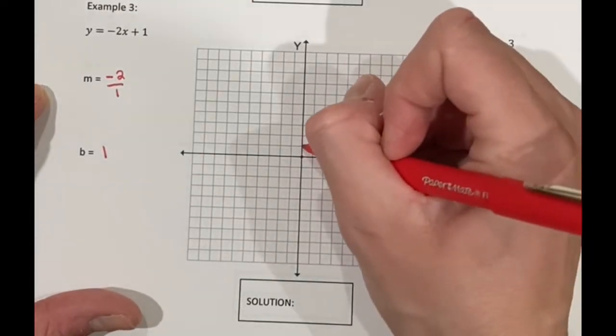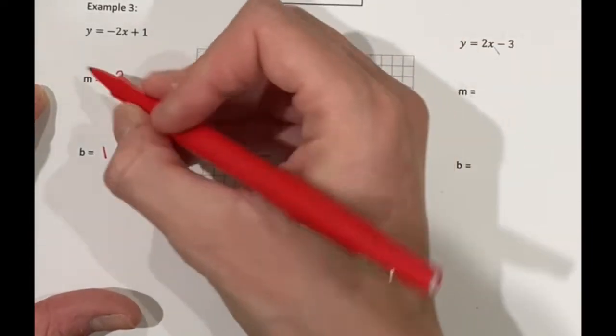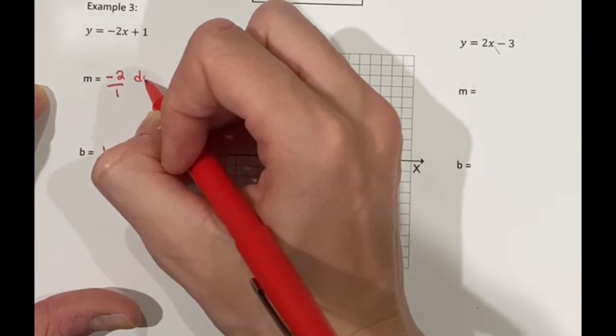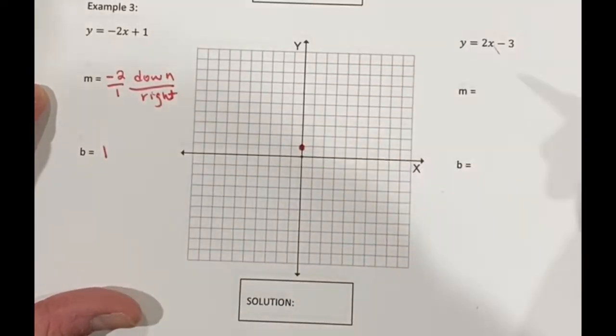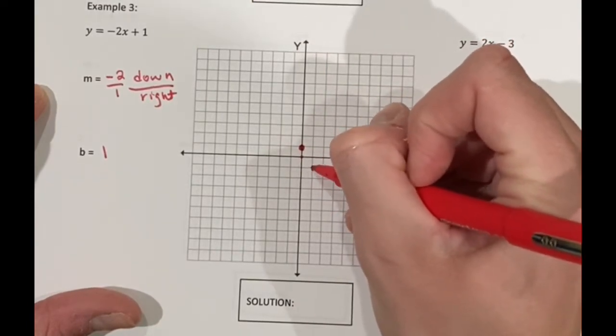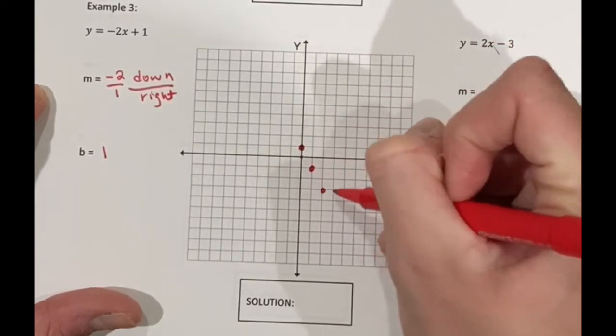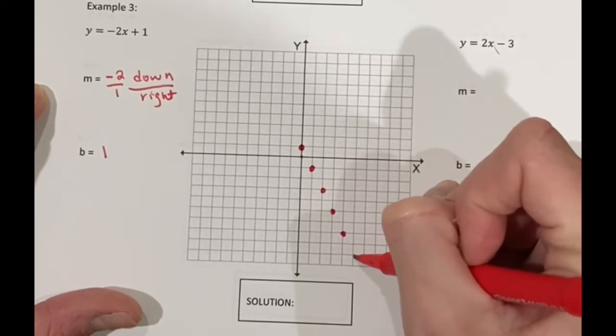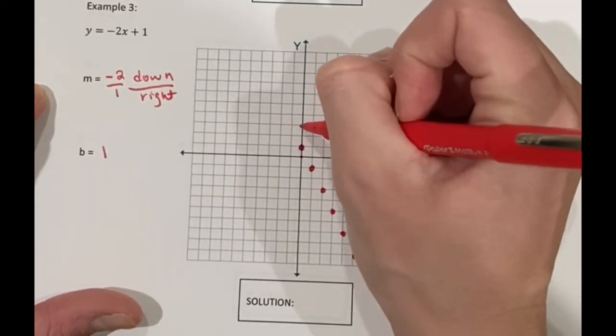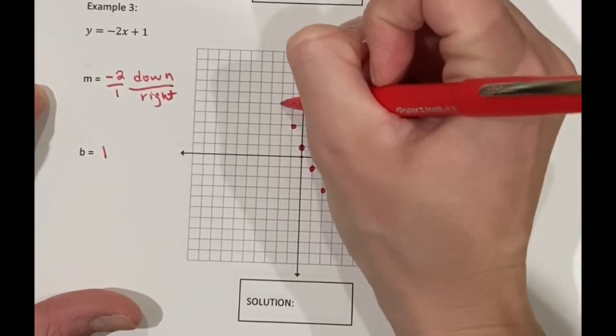So first I'll plot my y-intercept of 1, and then negative 2 tells me I'm going down, positive 1 tells me I'm going to the right. So we go down 2 and right 1. Then if it wanted me to go in the other direction, I would do the opposite. So I would go up 2 and left 1.